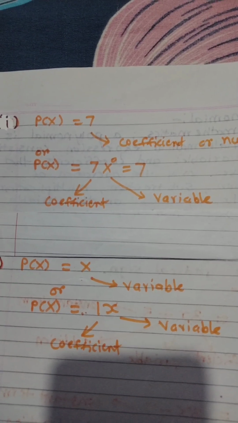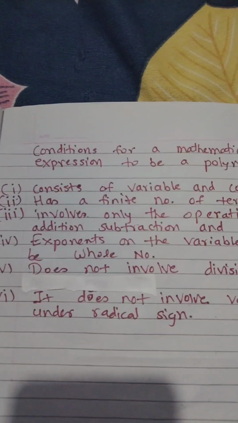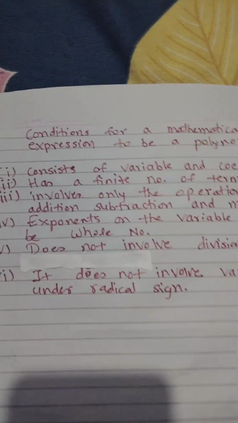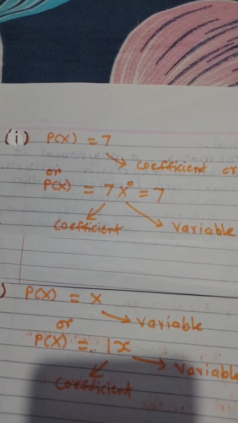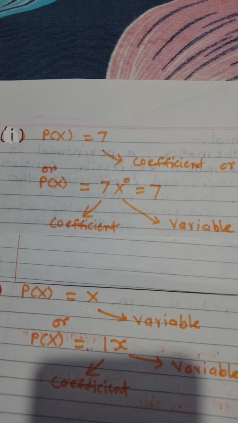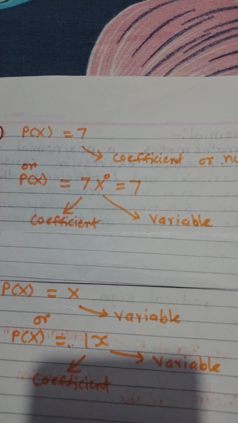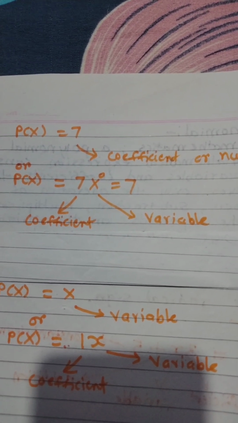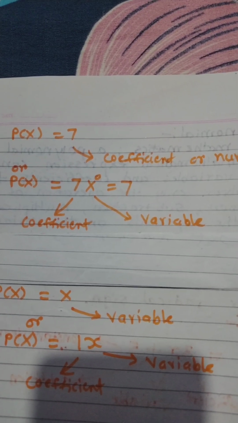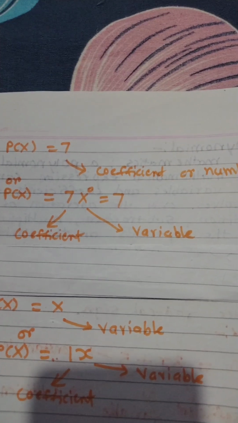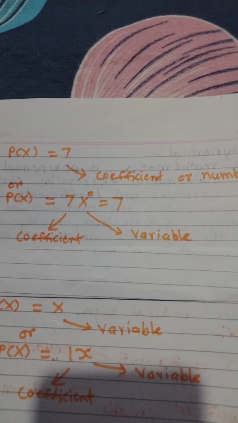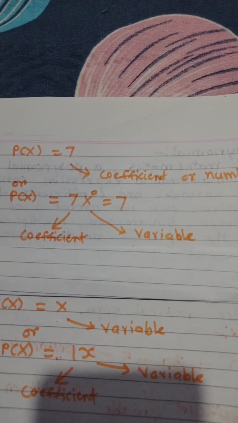Now it satisfies the conditions for a mathematical expression to be a polynomial. It satisfies all these conditions. It satisfies the first condition that the polynomial consists of variable and coefficient. This polynomial p of x consists of a coefficient, that is 7, and a variable, that is x. It also has a finite number of terms. Here 7x to the power 0, which is equal to 7, is a constant term and it is finite.